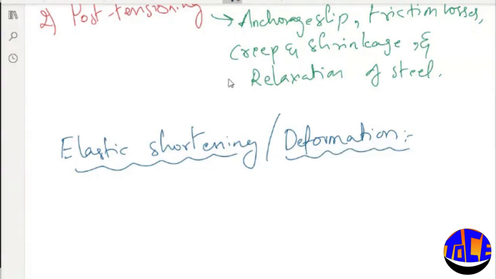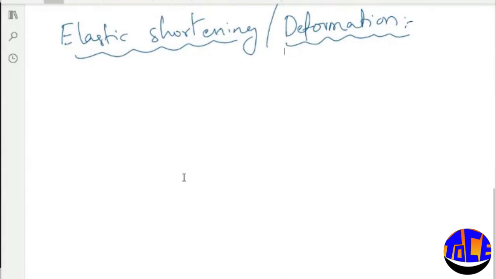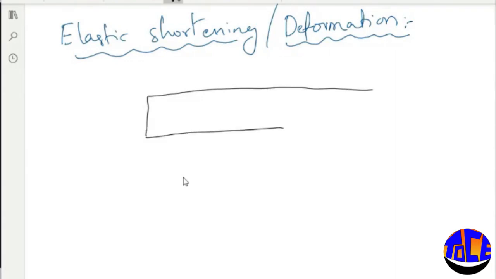Now, elastic deformation means the losses will occur because of the change in the dimension of the member. Let us say this is an initial concrete member before cutting the tendon. So this is before cutting the tendon. What happens after the cutting of the tendon?